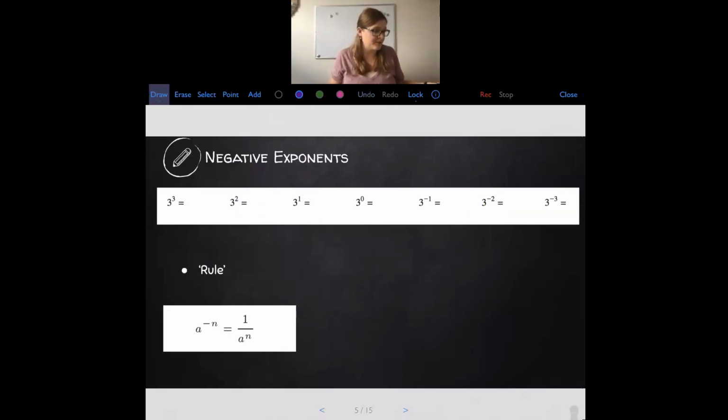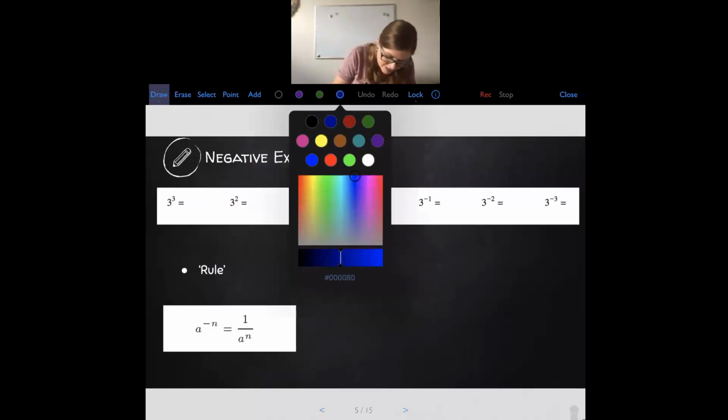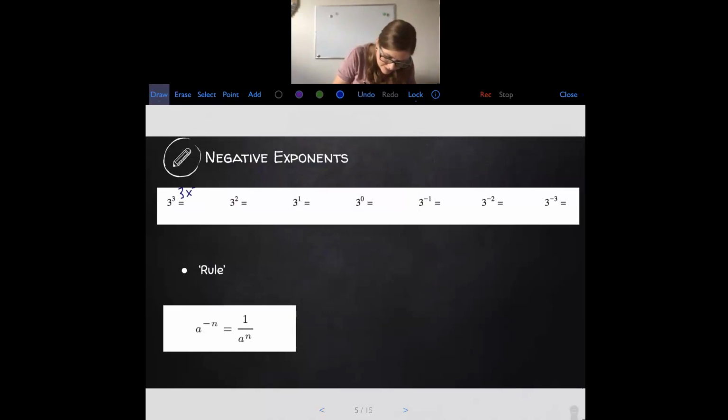So, negative exponents. I'm going to go through this chart here at the top using 3, and then we'll talk about the rule for negative exponents. So when we have 3 raised to the third power, this means 3 times 3 times 3, which is 27. 3 squared, we just did, is 9. 3 to the first is just 3. 3 to the 0 power.